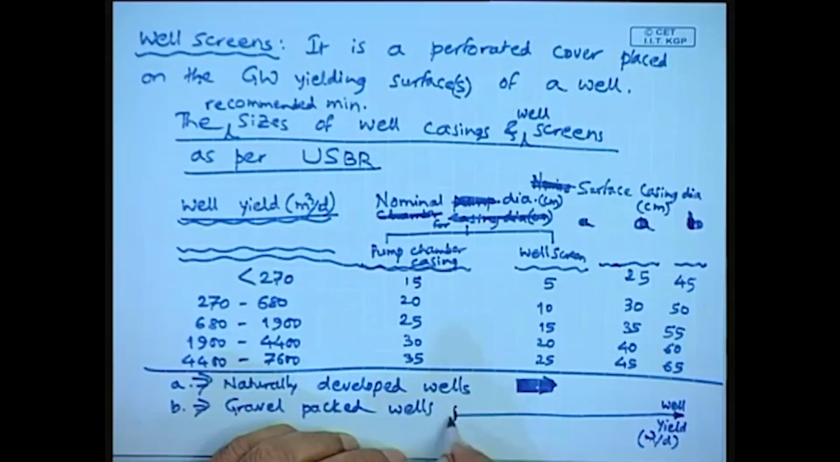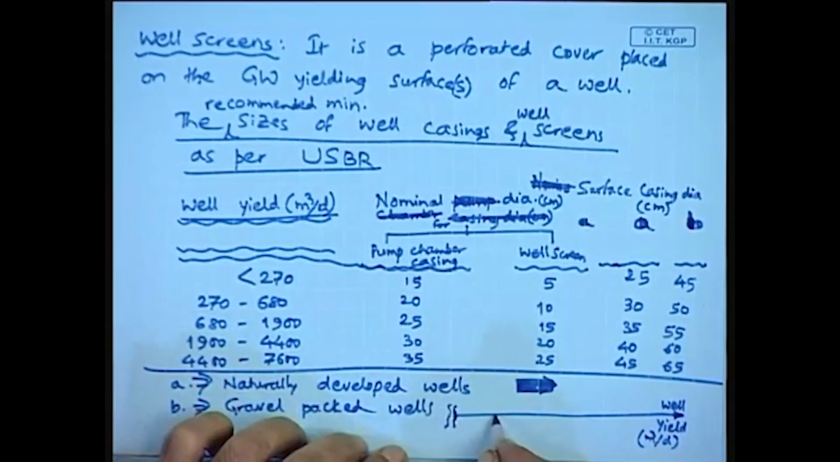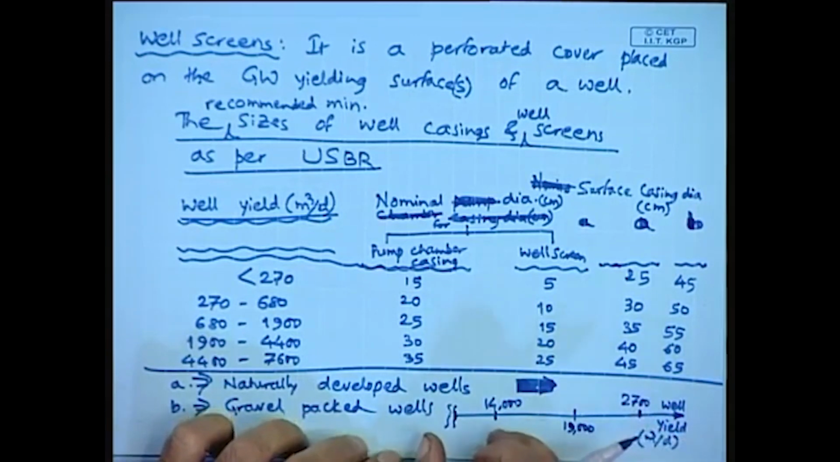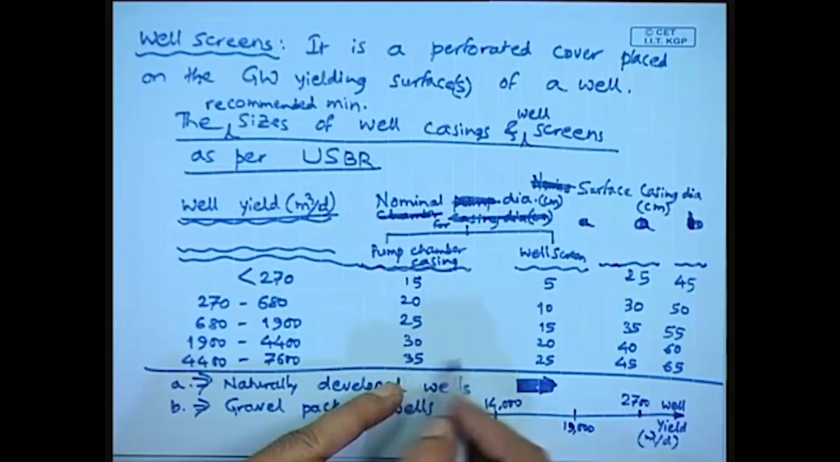Okay, so here let me represent this one. After 7,600, next is 14,000, next is 19,000, next is 27,000. So that means from 7,600 to 14,000, everything gets increased by 5 centimeters.